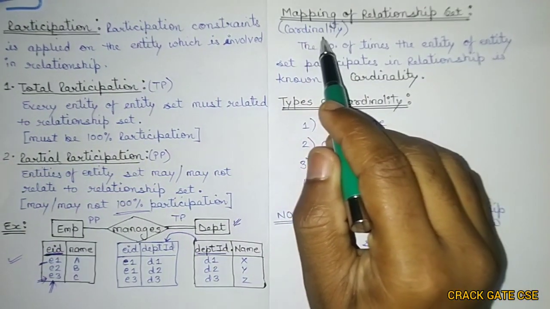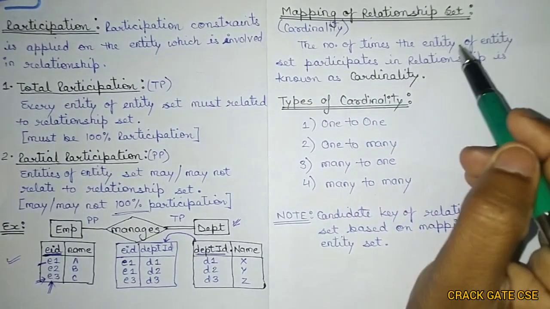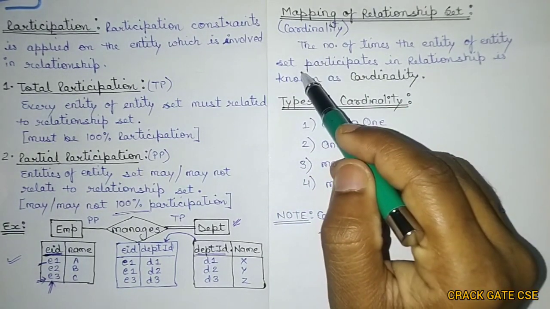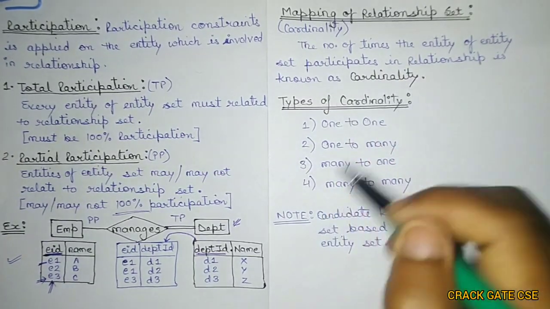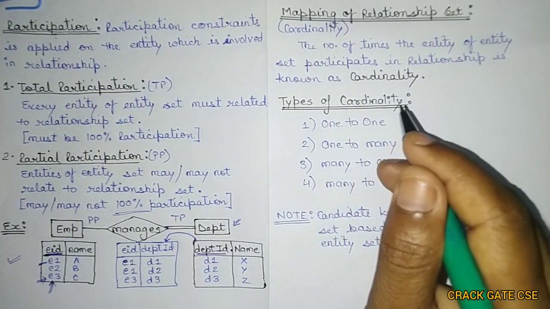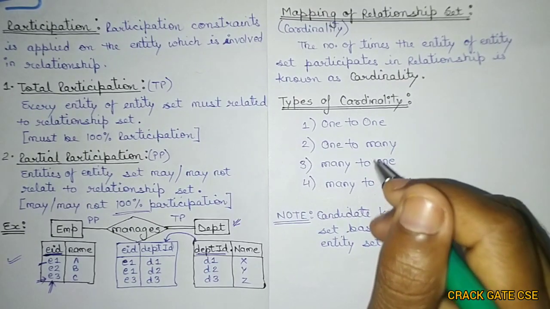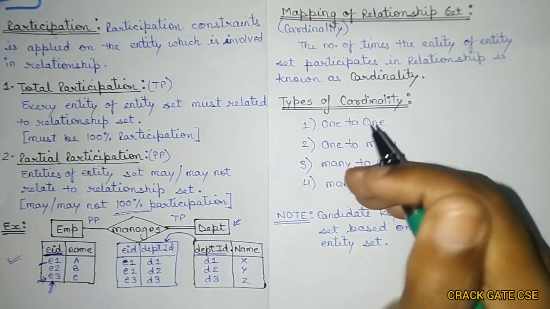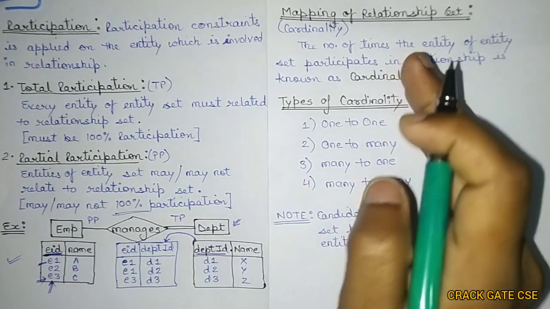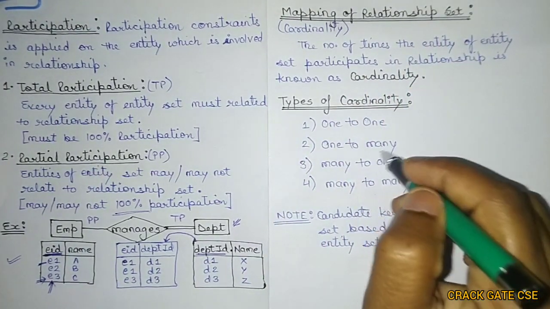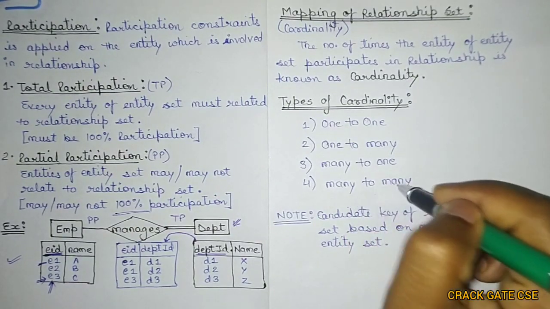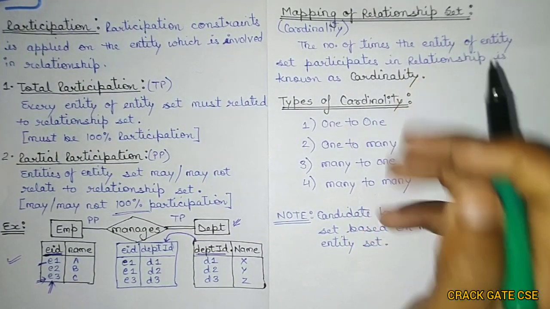Now let's see the mapping or cardinality of a relationship set. What is the meaning of cardinality? The number of times an entity of an entity set, that is, a record of the entity set, participates in a relation is known as the cardinality. That means how many times a particular entity is taking part in the relationship. Cardinality is mainly categorized into four types: one to one, one to many, many to one, and many to many.